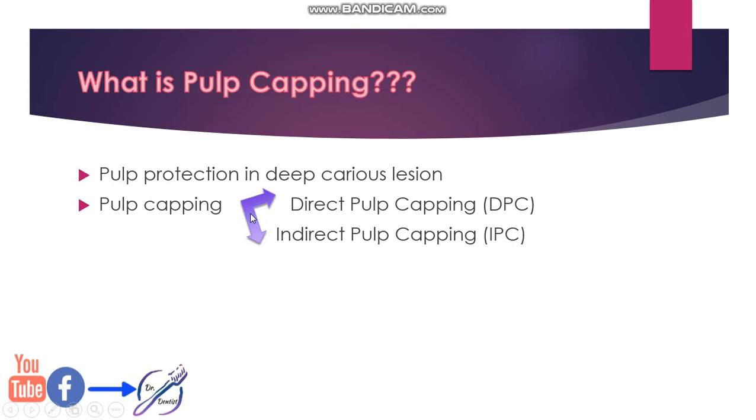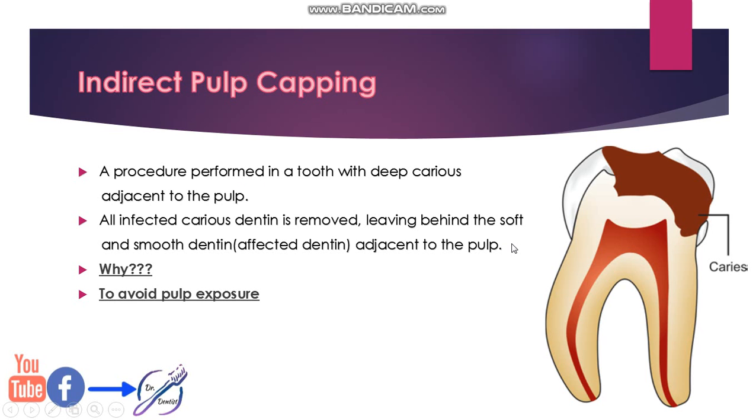Pulp capping has got two kinds. One is called direct pulp capping or DPC, and the next one is indirect pulp capping or IPC. In this video, I'm talking about indirect pulp capping. So, what is indirect pulp capping? Indirect pulp capping is the procedure performed in a tooth with deep carious lesion adjacent to the pulp.